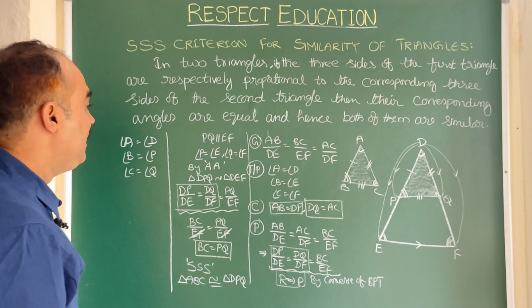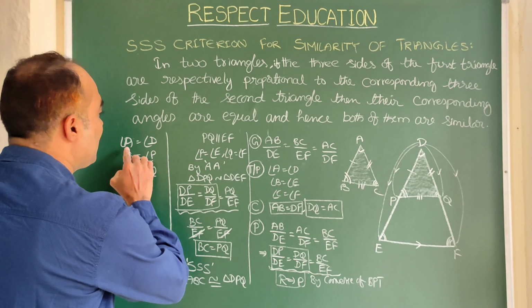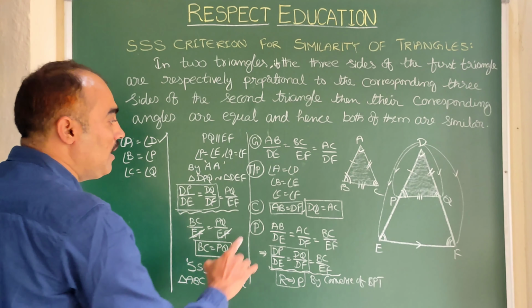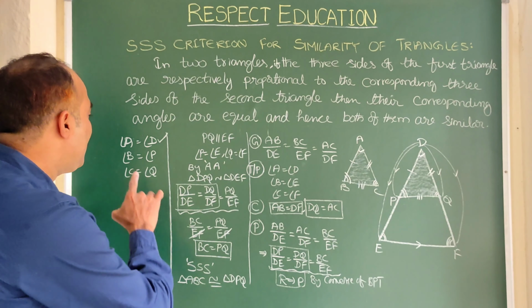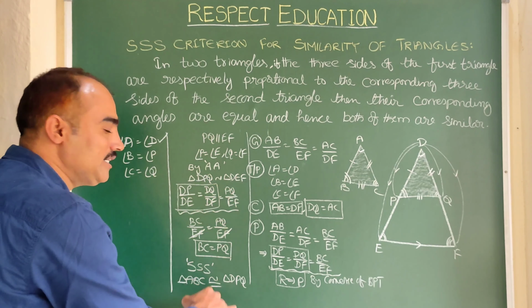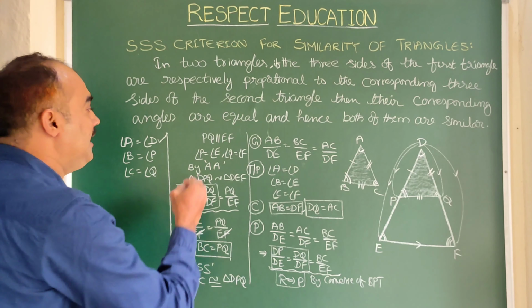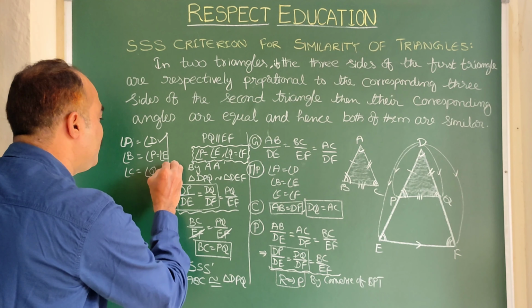Now let us compare what is to be proved here: A equal to D. We need to prove B equal to E, but we got B equal to P. Somewhere this P will be equal to E. Here it is, the required step. Angle B equal to angle P, but angle P equal to angle E, so this P can be replaced with angle E. Similarly, angle Q is replaced with angle F.